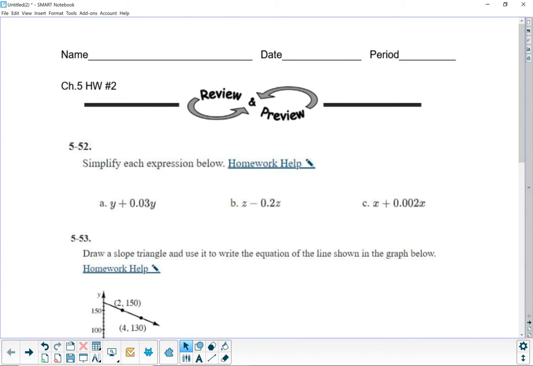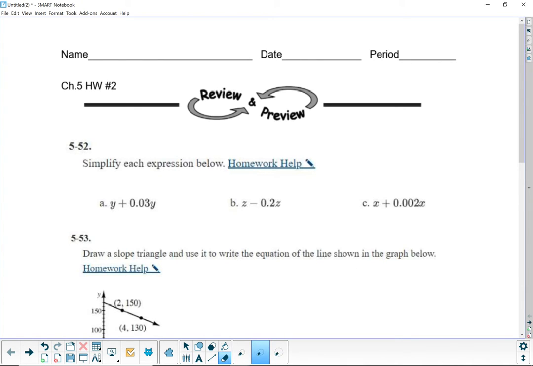We'll get through this. All right, so your homework tonight was chapter 5, homework number 2. You need to simplify the expressions below for number 52. All you're really doing is simplifying, meaning you're going to add it, subtract it, multiply it, divide it, do whatever it takes for it to be a lot simpler. In this case, what we have right here for part A is actually 1. That's an invisible 1 right there.